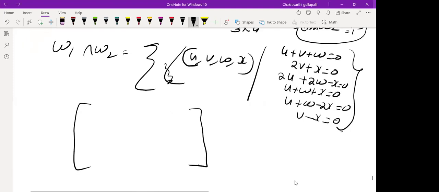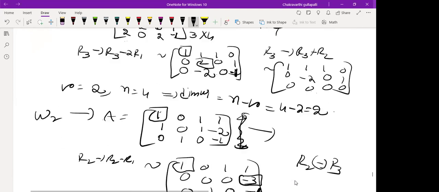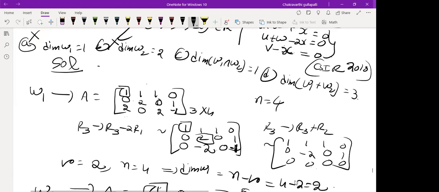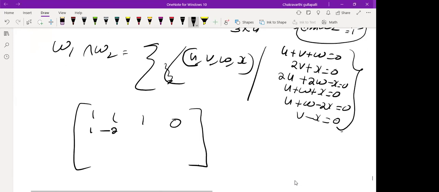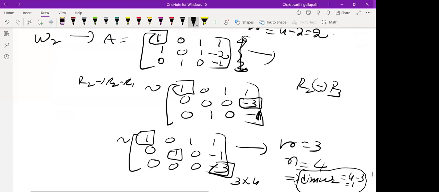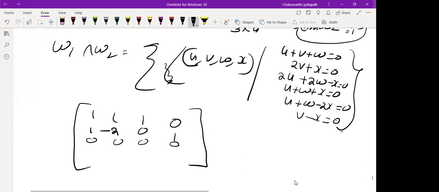So 1, 1, 1, 0. Next one 1, minus 2, 0, 1, and 0, 0, 0, 0 is first matrix. Second matrix. So what did we get? 1, 0, 1, 1. I will use this.